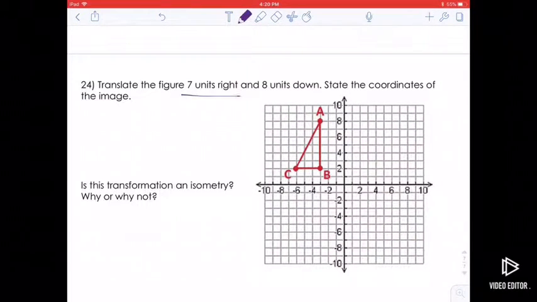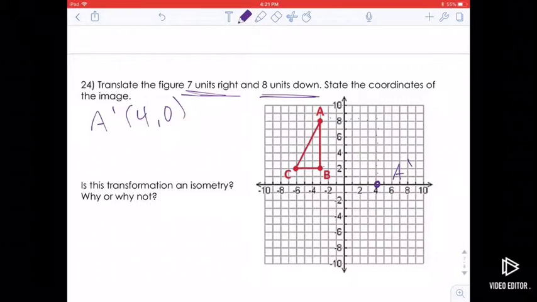Translate the figure 7 units right and 8 units down. State the coordinates of the image. So I'm going to start with A. I'm going to go 1, 2, 3, 4, 5, 6, 7, and 8 units down. So A prime is right there. A prime is 4, 0.